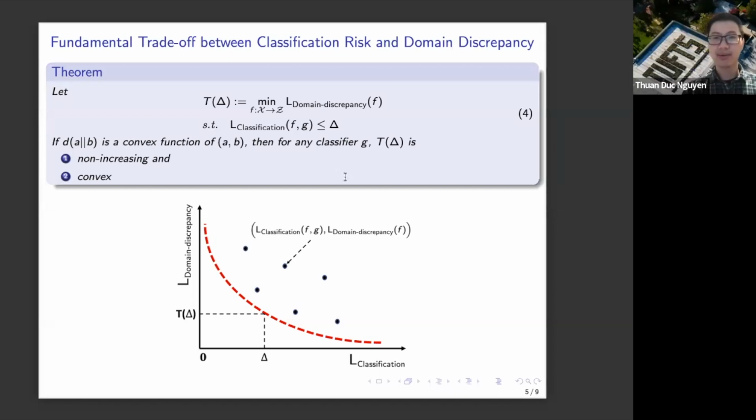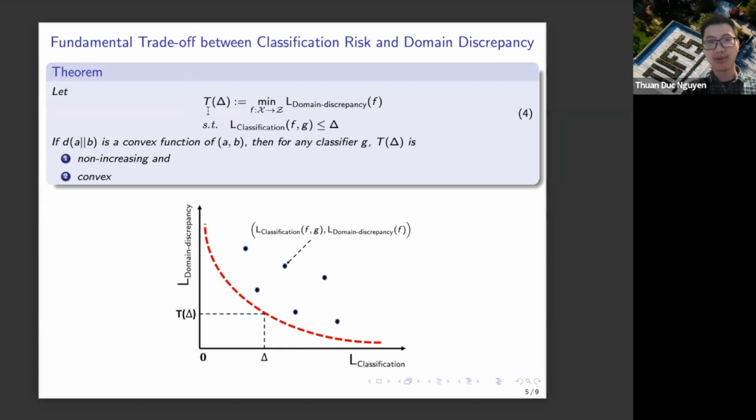Hello, my name is Tuan Nguyen. I'm a postdoctoral researcher at Tufts University. I'm working on information theory, machine learning, and signal processing. In this slide, I will talk about the first contribution of our work, which is the fundamental trade-off between the classification risk and the domain discrepancy.